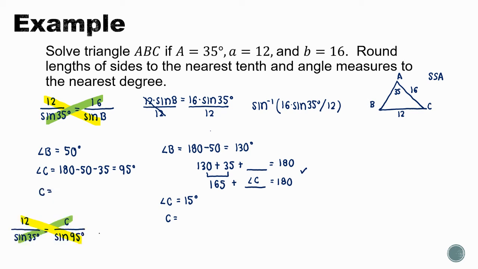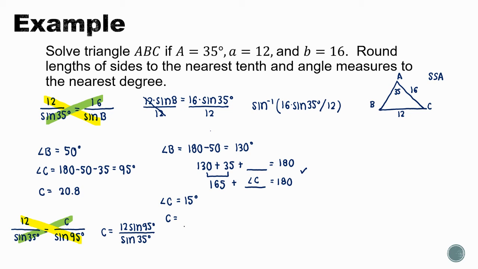So hopefully at this point you're a little bit quicker and you can see how that's going to be set up. So 12 gets multiplied by the sine of 95 degrees, and because C got multiplied by the sine of 35, essentially we end up having to divide by that. When I plug this into the calculator, rounding to the nearest tenth, we have 20.8. So there's all my information for the first triangle.